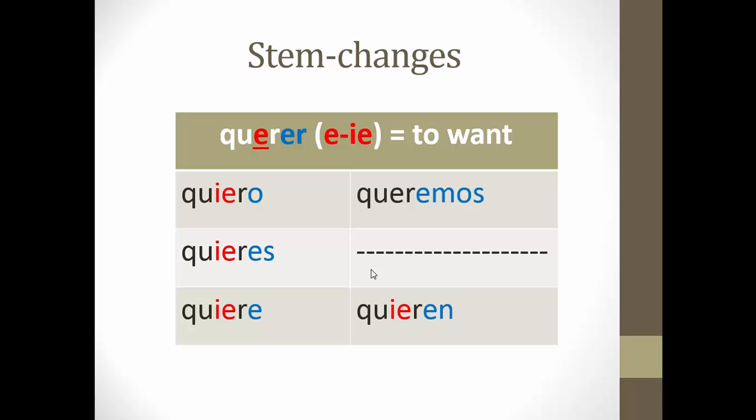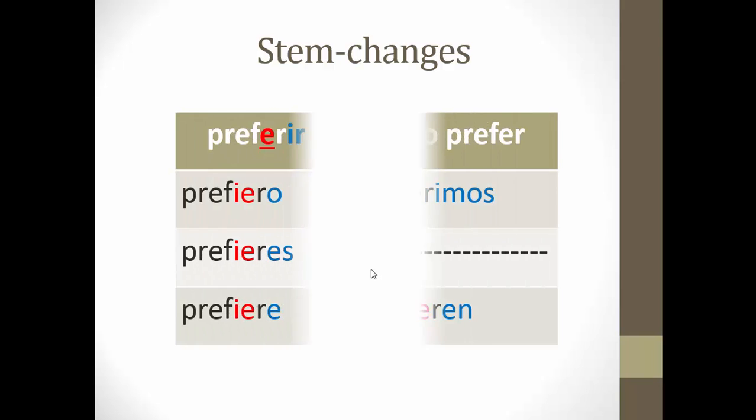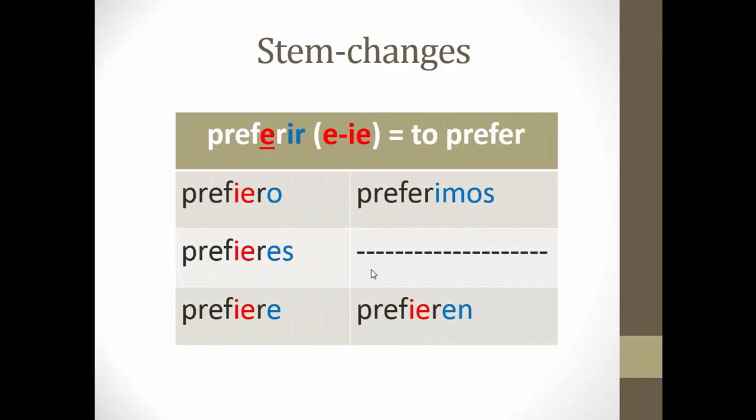So quiero is I want, quieres is you want, quiere means he or she or you formal want, queremos is we want, and quieren is they want or you guys want. So just notice the difference in the endings. We still did the stem change, except in the nosotros form. So you could draw the shoe or the boot around this one as well.